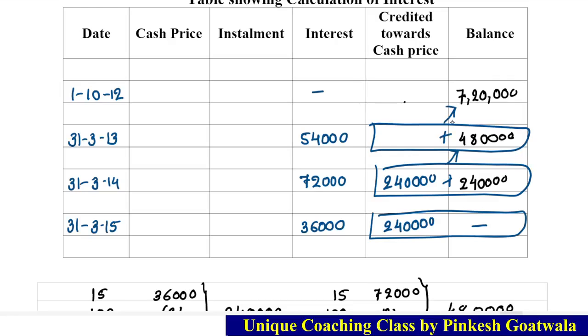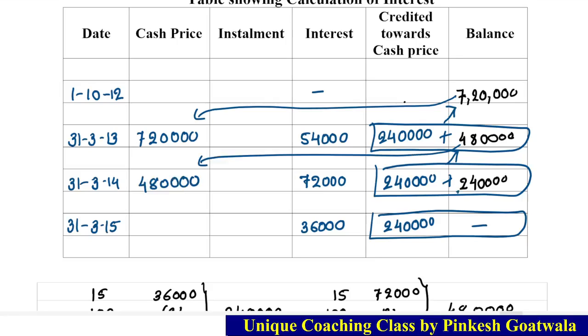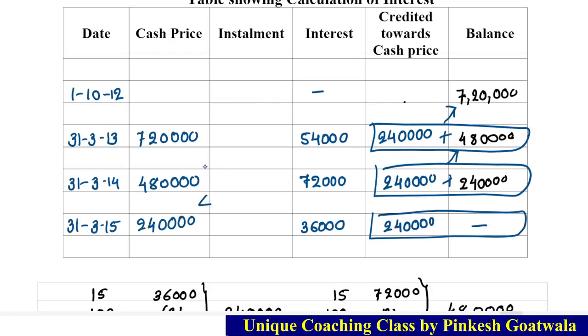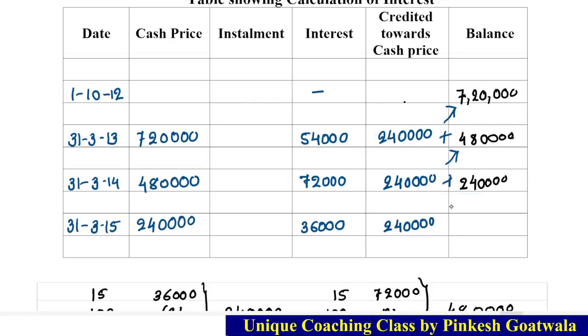So 720 minus 480, we get the same answer, 240. Right? Now we know that this balance will be transferred next year. Here 720, this 480 is transferred here, 480, and this 240 is transferred here. Okay, now the remaining point, let's complete finding out the installment and cash price.